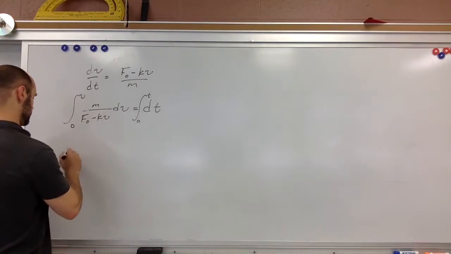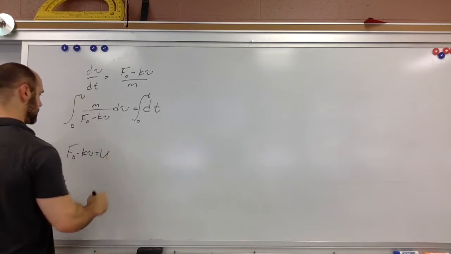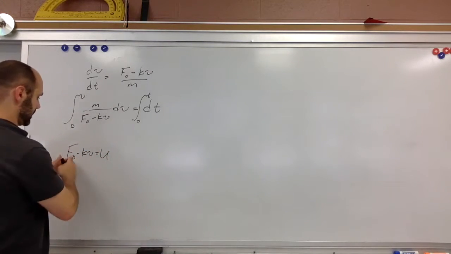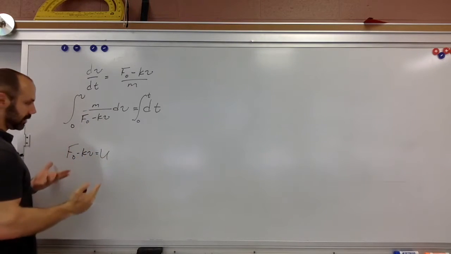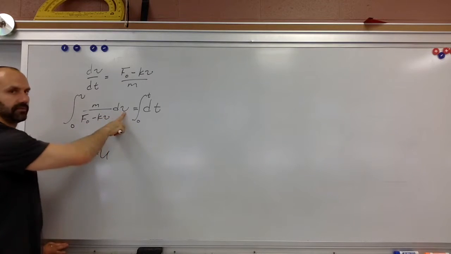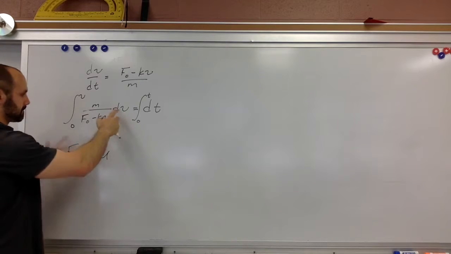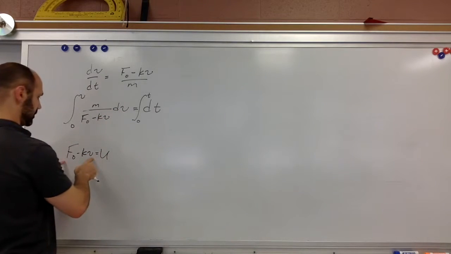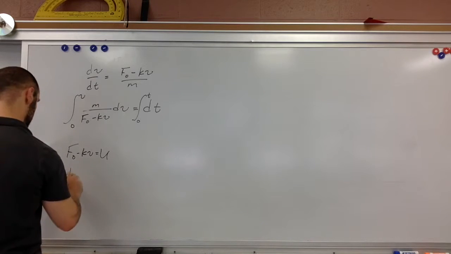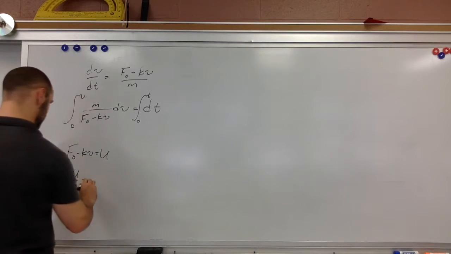So let me take this, F naught minus kV. I'm going to set this equal to just u. Okay, so now I've got F naught minus kV equals u, so I can plug u into this. However, if I plug u in here, then I don't have the v. I've got dv. So I need to replace dv with something. So I go back down here, and I'm going to take the derivative of this with respect to v. So du dv, I take the derivative of this with respect to v, I end up with negative k.